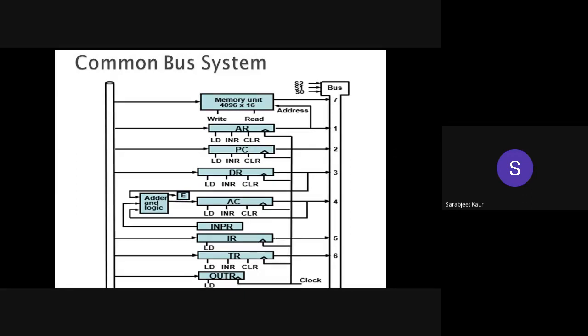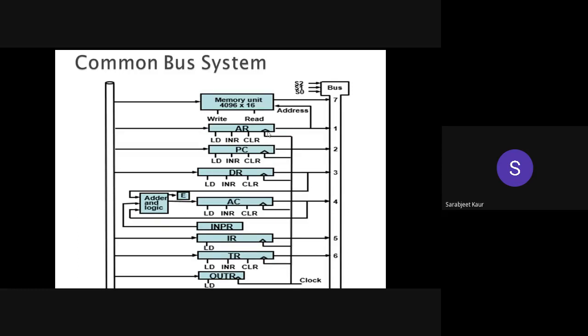Now, this is all about the common bus system, except that we need to talk about one more thing, which is the clock. Now, what does the clock do? You can see there is this input of clock which is attached to all the registers here. Can you see this? Now, what is the job of this clock input?